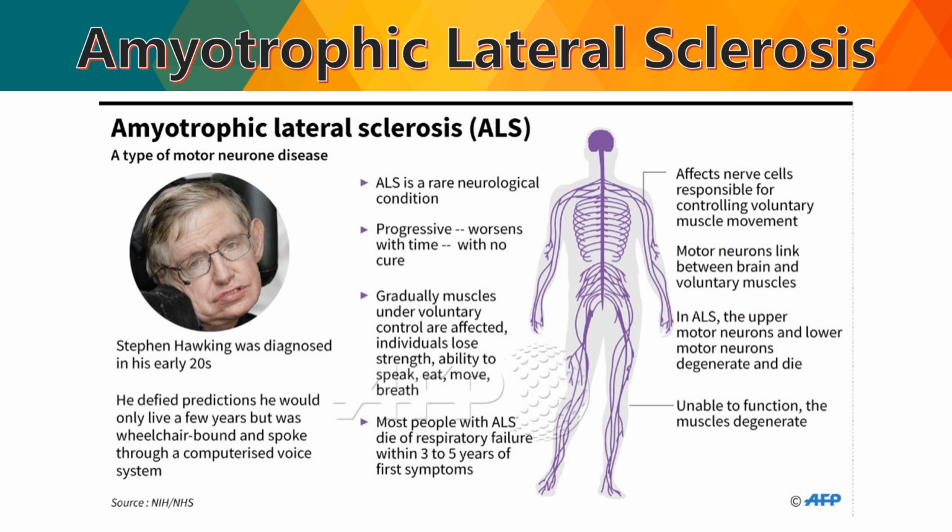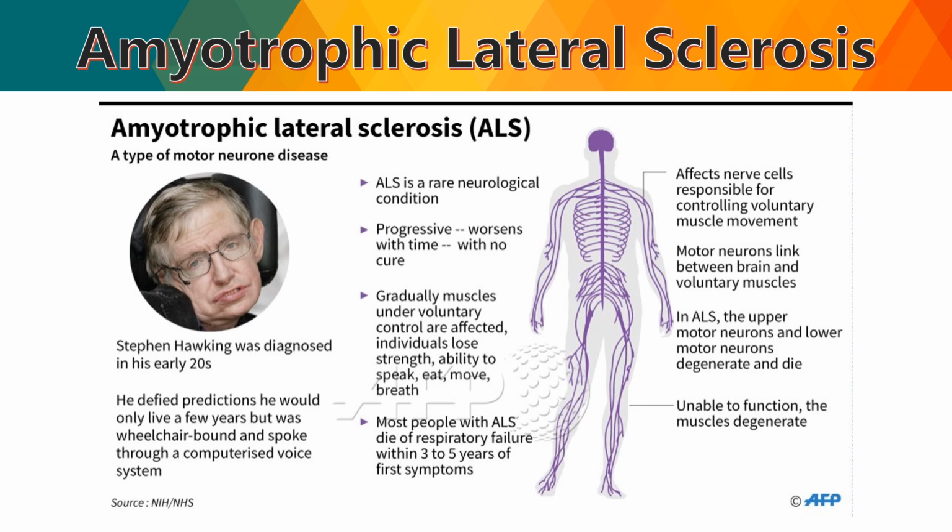Next is the amyotrophic lateral sclerosis or ALS. So amyotrophic lateral sclerosis is a type of motor neuron disease. So an example would be the most famous Stephen Hawking, who was diagnosed in his early 20s. He defied the prediction he would only live a few years but was wheelchair bound and spoke through a computerized voice system.